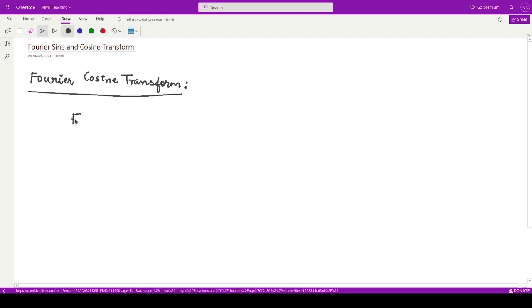it is defined like this: capital Fc of omega is equal to the cosine Fourier transform of the function f of t. This is given by integration from 0 to infinity of f of t cos omega t dt. So this is the definition of the Fourier cosine transform. What is this? This is integration from 0 to infinity of f of t cos omega t dt, right?